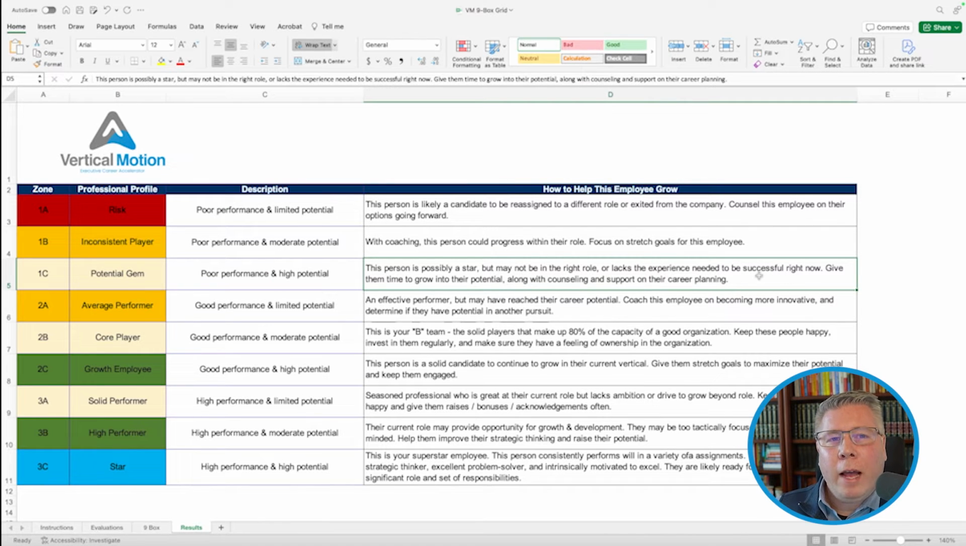So you need to figure out how to make them successful in their role so that they can grow to the higher level roles and have the success that they'll have as a strategically minded person.